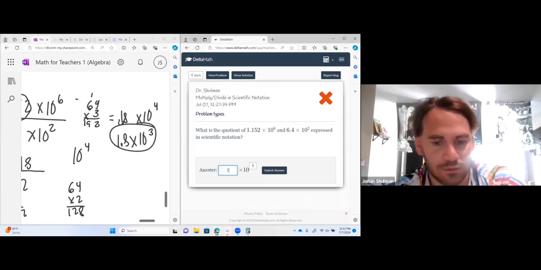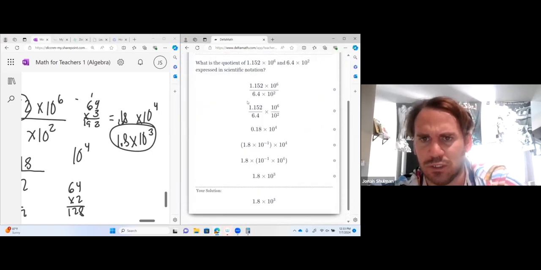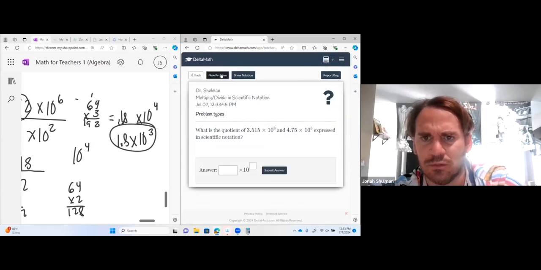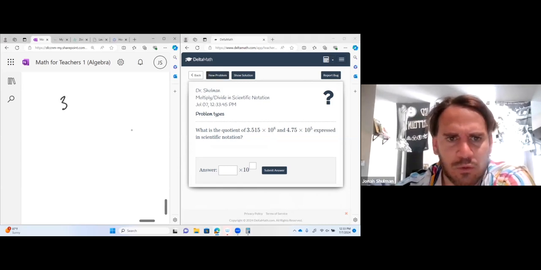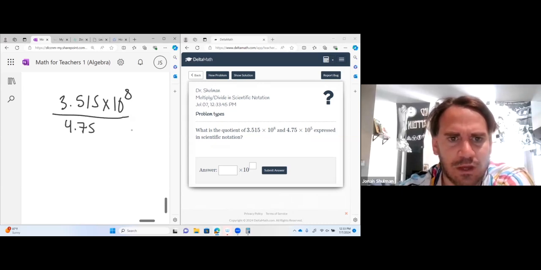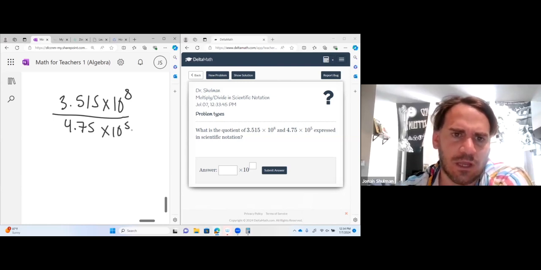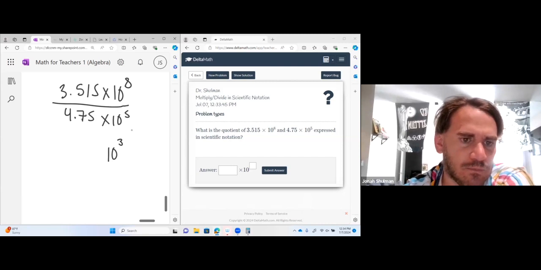I gotta do one more of these, see if this is right. I guess my division was just weird. So let's do another one with division. New problem. Quotient. Cool. Here we go. We got 3.515 times 10 to the eighth divided by 4.75 times 10 to the fifth. So right away, 8 minus 5. I have 8 tens and 5 tens. It's going to leave me with 3 tens at the end. Now we have to do the division part, which I'm not going to mess up.